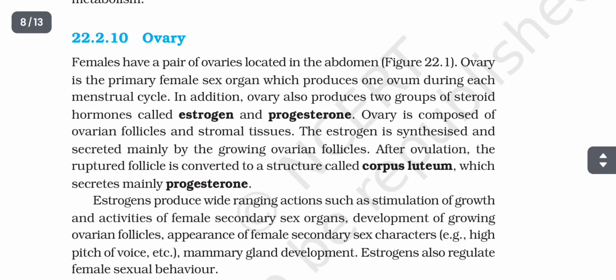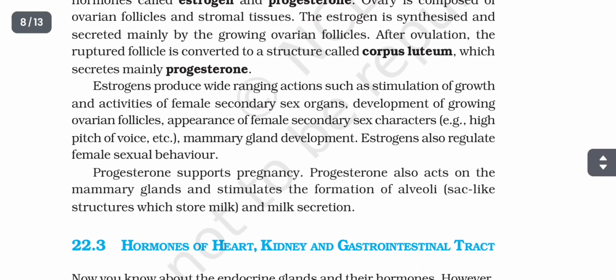Ovary. Females have a pair of ovaries located in the abdomen. Ovary is the primary female sex organ which produces one ovum during each menstrual cycle. In addition, ovary also produces two groups of steroid hormones called estrogen and progesterone. Ovary is composed of ovarian follicles and stromal tissues. The estrogen is synthesized and secreted mainly by the growing ovarian follicles. After ovulation, the ruptured follicle is converted to a structure called corpus luteum, which secretes mainly progesterone.